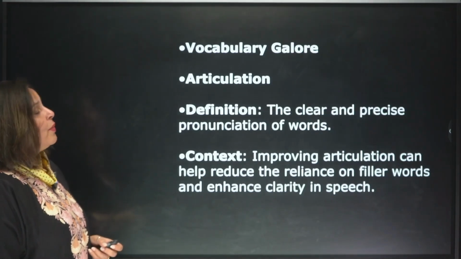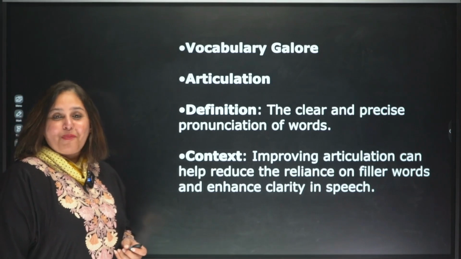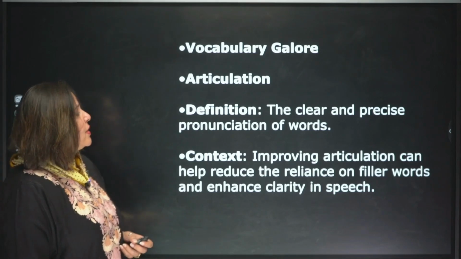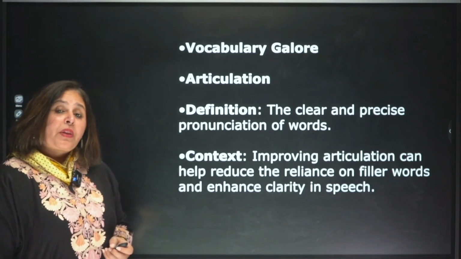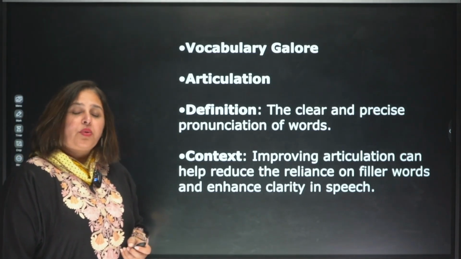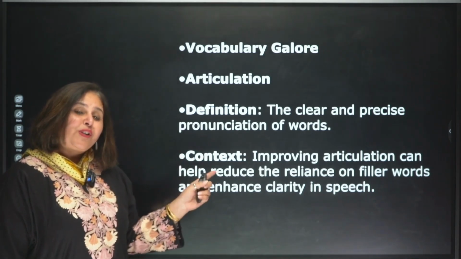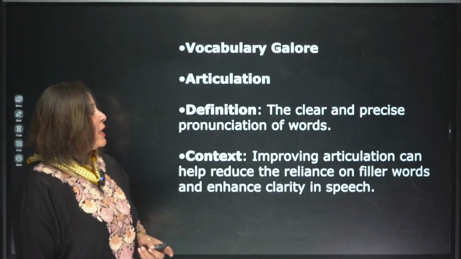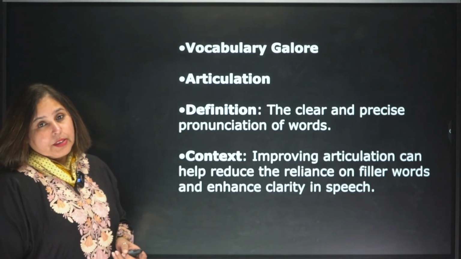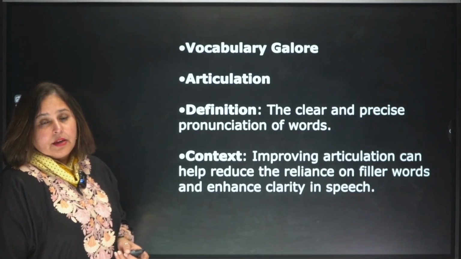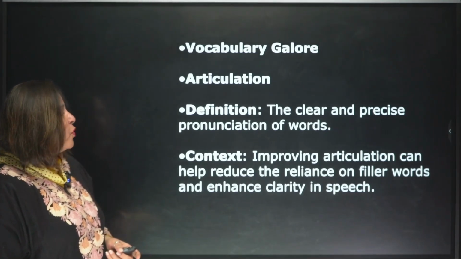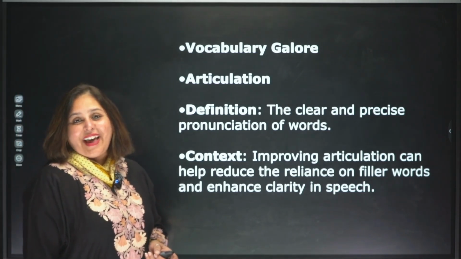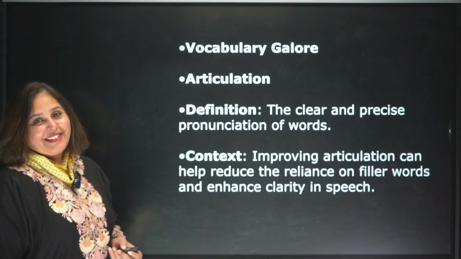So now we move to reducing fillers with the help of enhancing our vocabulary. In Word Galore today, the first word is articulation. I have kept the words very relatable to the topic we are covering, so that we not only do the topic, we also learn new words related to it. Articulation: the clear and precise pronunciation of words. Articulate clearly. Improving articulation can help reduce the reliance on filler words and enhance clarity in speech.